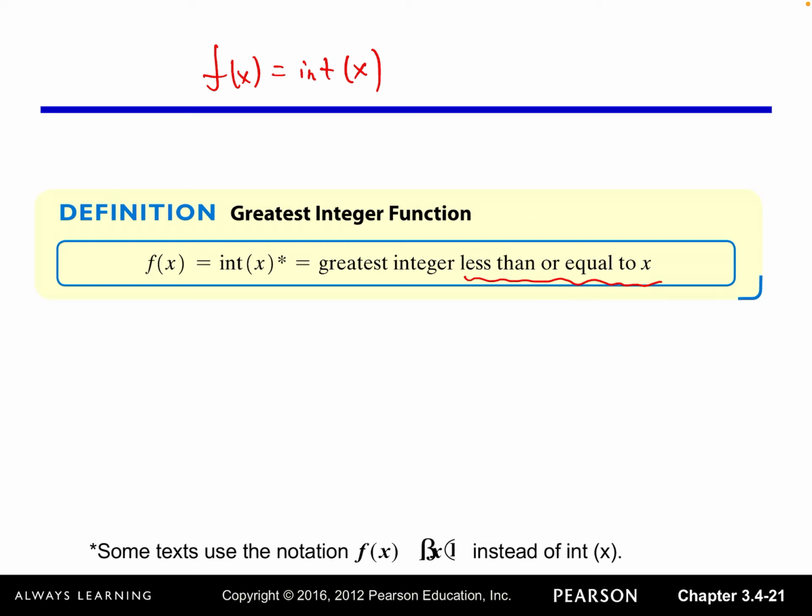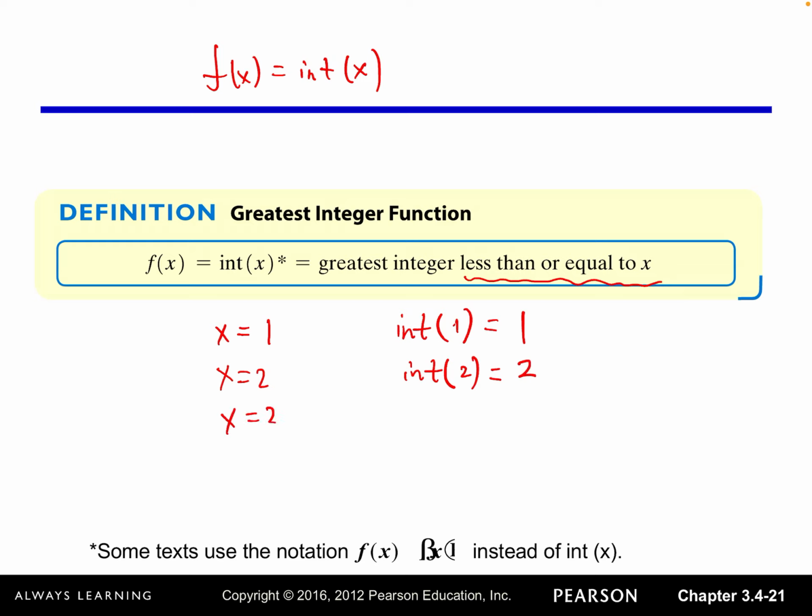This is very important. If x is a positive number, let's try a positive integer first, then the int of 1 is still equal to that number itself. For any integer x, the return is also the same integer, right? Because it says the greatest integer less than or equal to x.